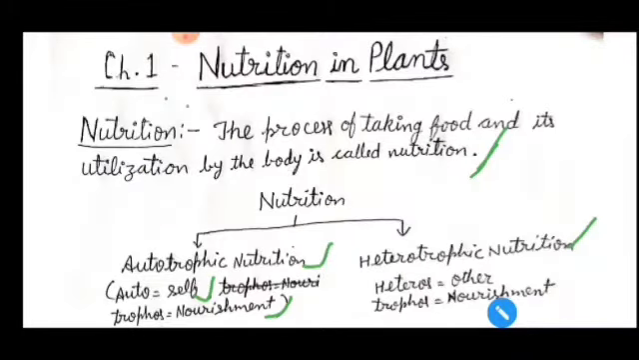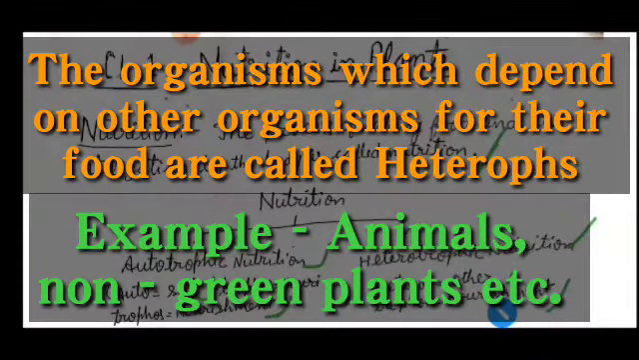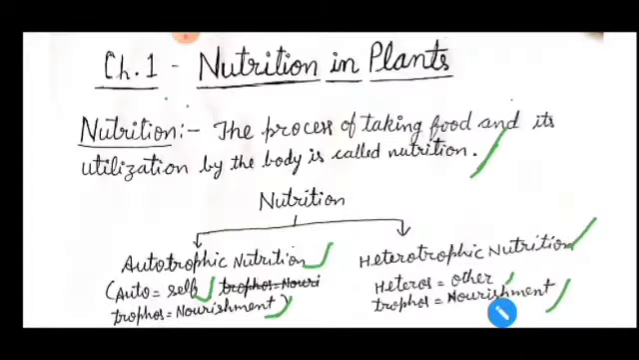In heterotrophic nutrition, hetero means others and trophos means nourishment, means the organisms which depend on other organisms for their food. Generally they depend on green plants directly or indirectly. They are called heterotrophs, and that mode of nutrition is called heterotrophic mode of nutrition.